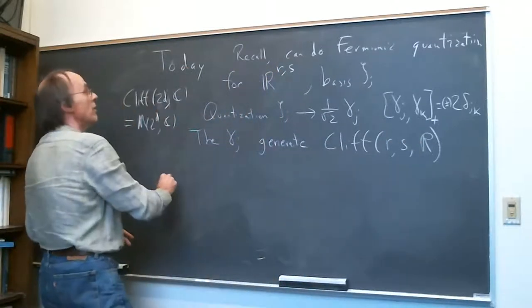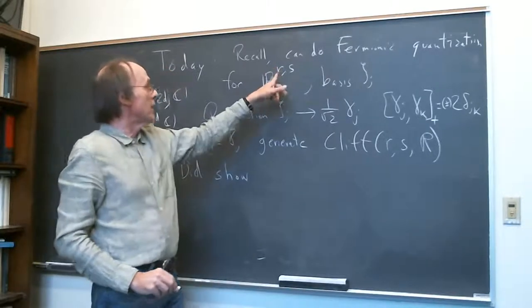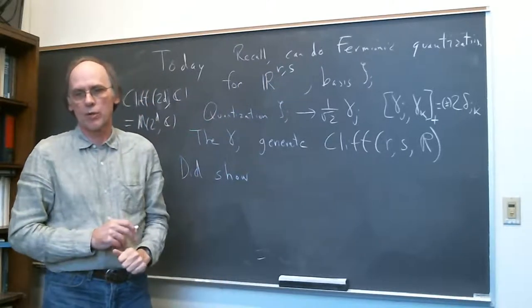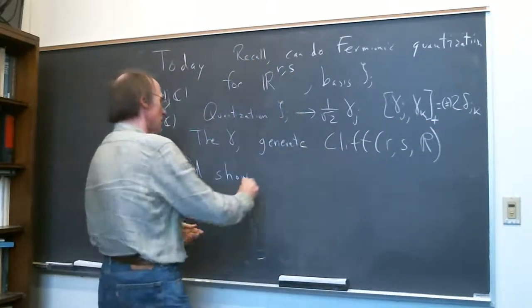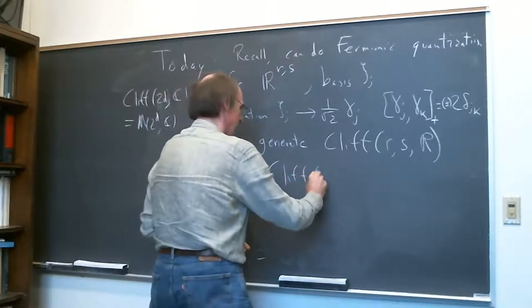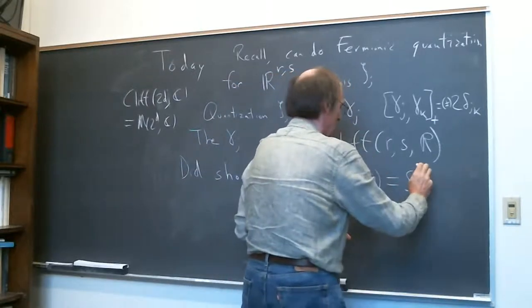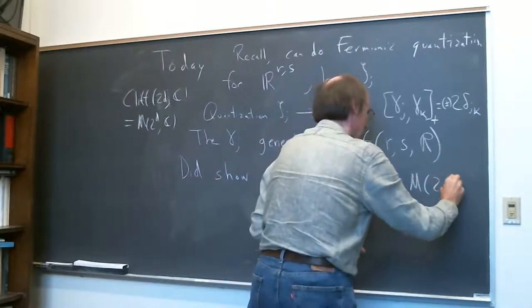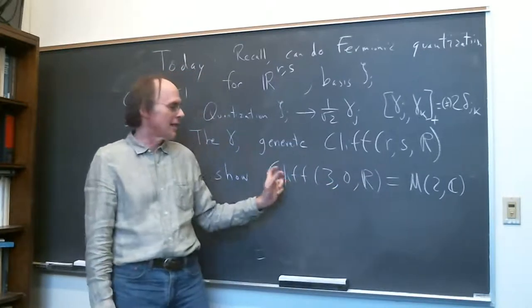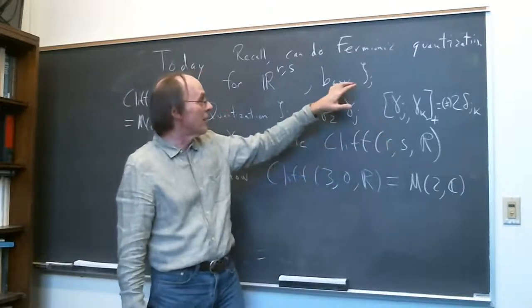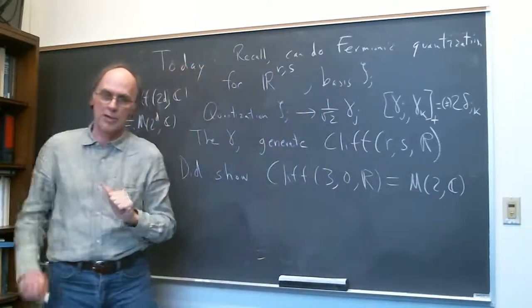Except we did show, in some low dimensional cases, you can work out what the algebra generated by these satisfying this relation is. We did show this for (3,0). It's a real algebra, given by taking all the things you can do by multiplying gamma j's and gamma k's, and you can identify everything with 2x2 complex matrices.